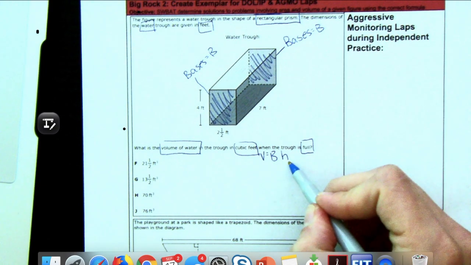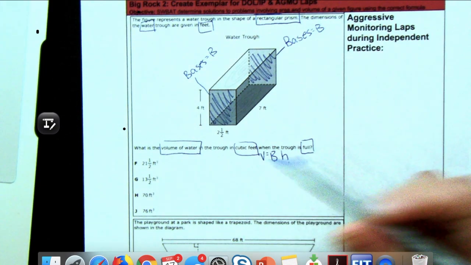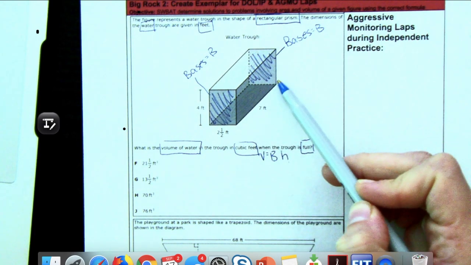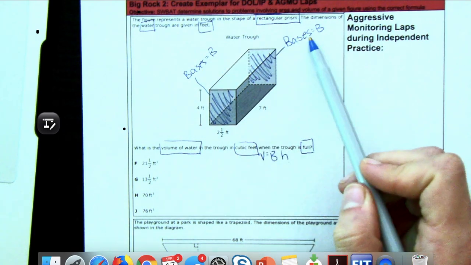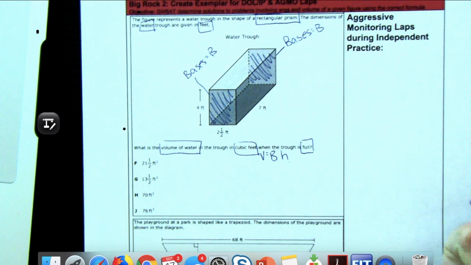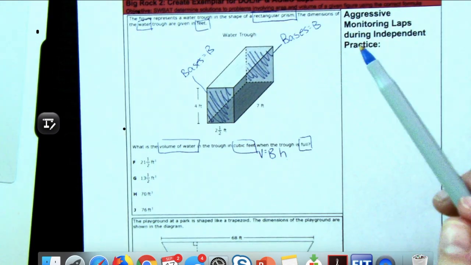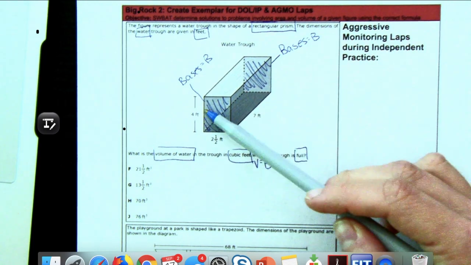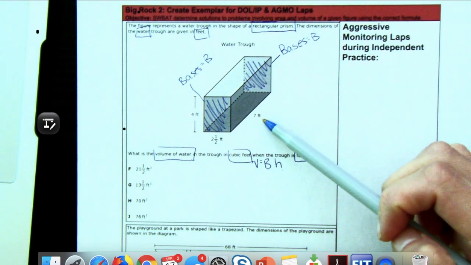Now I need to make sure my students know how to find the height. I don't want them to pick one of these as the height. I want them to know that height is actually the distance between the two bases. So first they have to identify where the bases are, then they'll be able to figure out the height. That may not be important for a rectangular prism, but it is going to be important for a triangular prism, because they are not going to just do length times width times height on a triangular prism.